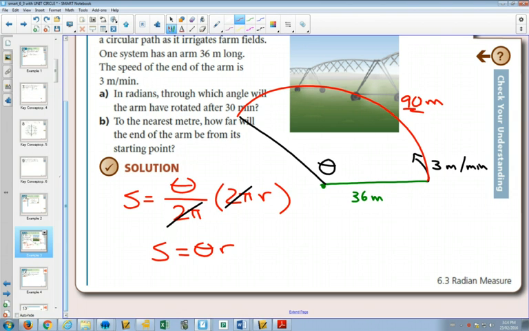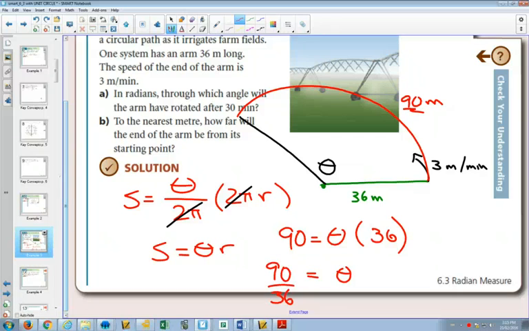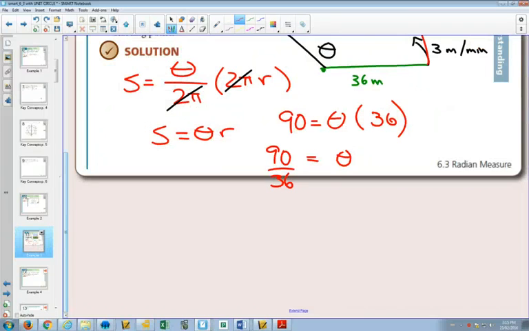Now, we know the arc length. We know the radius. How hard is it to figure out what theta is? So the arc length is 90. We don't know theta, but we know the radius is 36. Divide both sides by 36. Simplify. 10 over 4, 5 over 2. They both divide by 18. And so our angle is 2.5 radians.